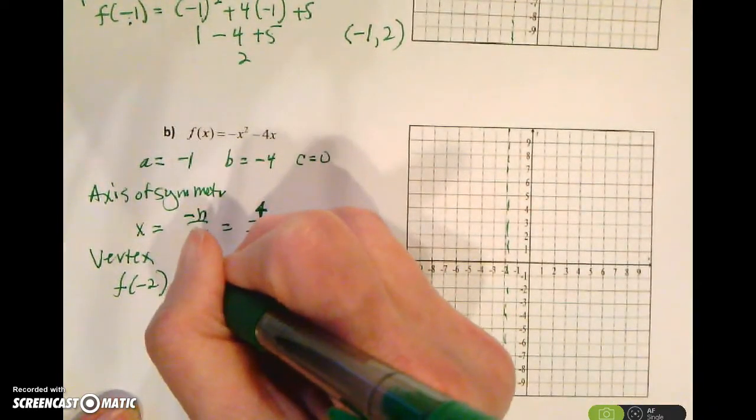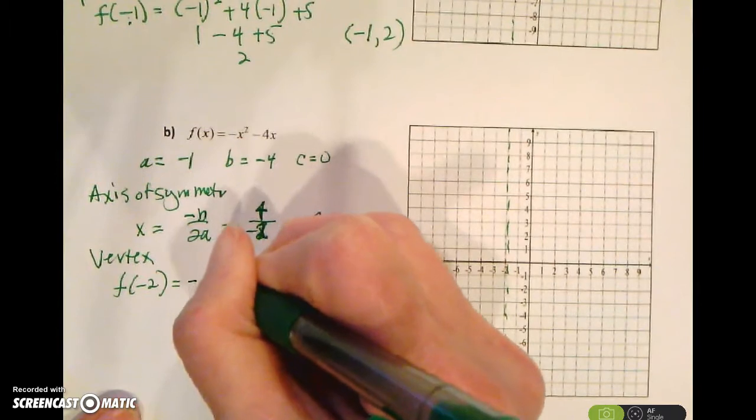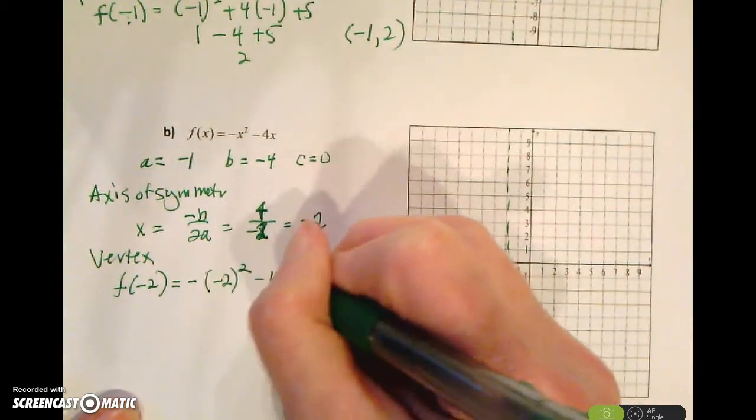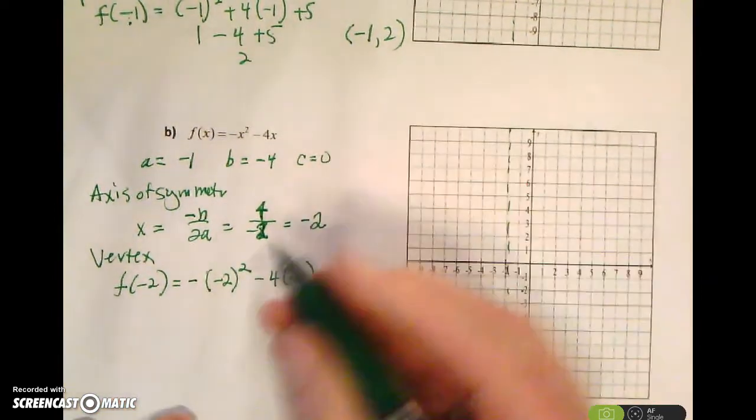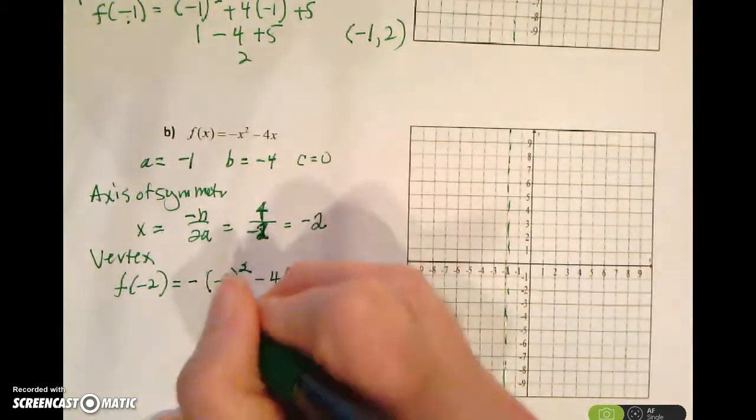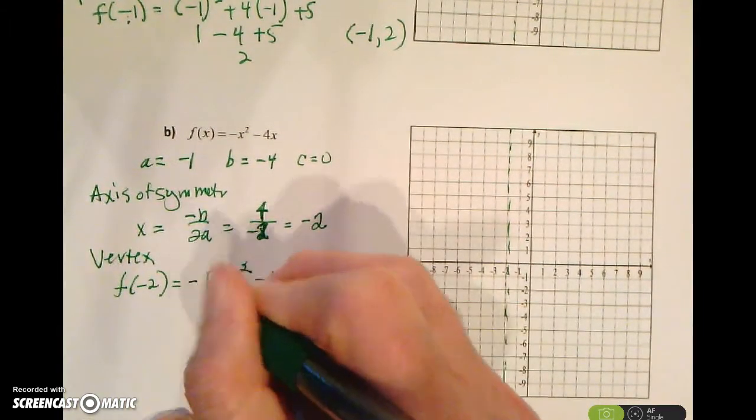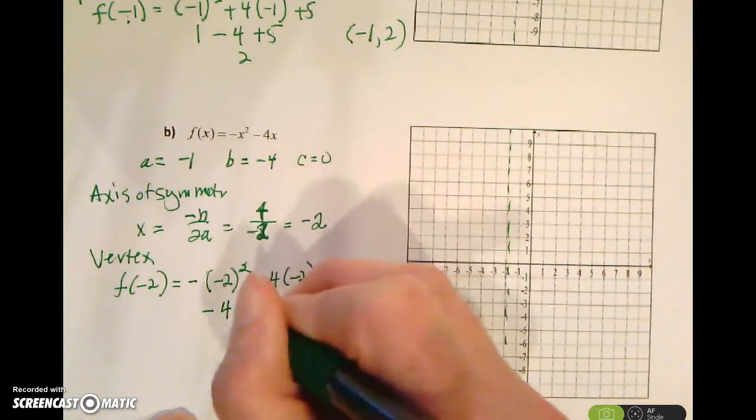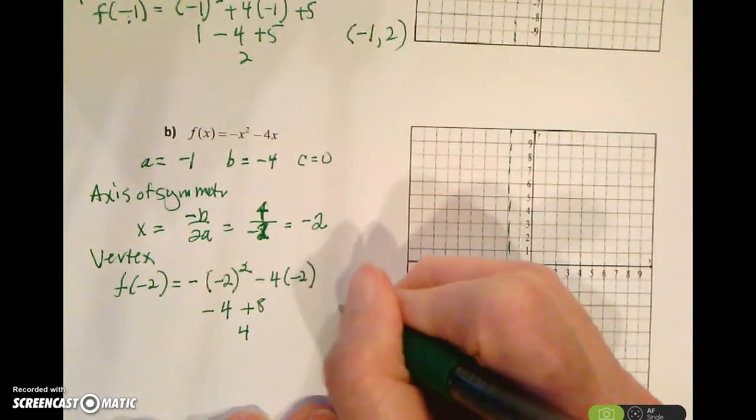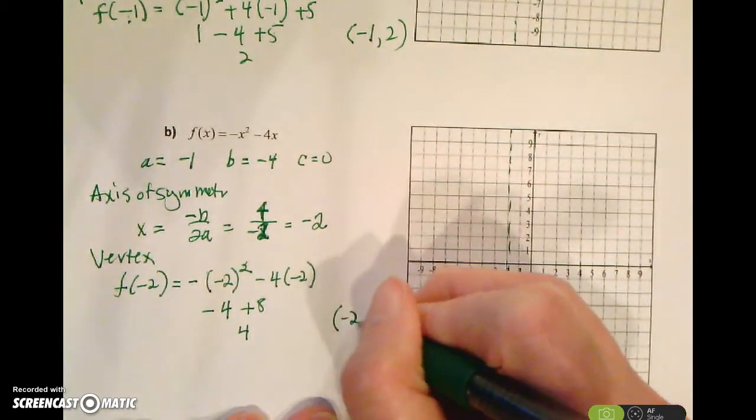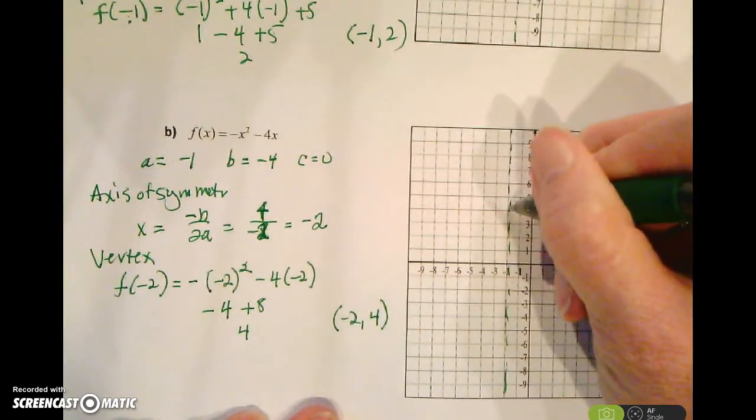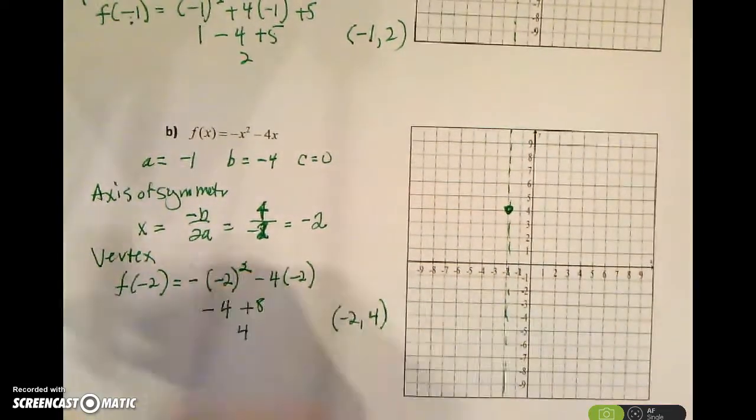So I'm going to have a negative times, and I'll put my negative 2 in parentheses and square it, minus 4 times negative 2. Negatives are always a little bit harder. So I'm going to square this first and get a positive 4, and this will make it negative 4 with a negative in the front. The negative times negative is going to be plus 8, and we get 4. So our vertex then is going to be x is negative 2, and y is 4. So negative 2, 1, 2, 3, 4, and we'll mark it.